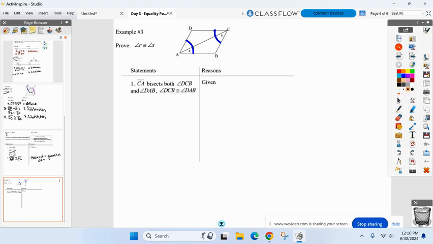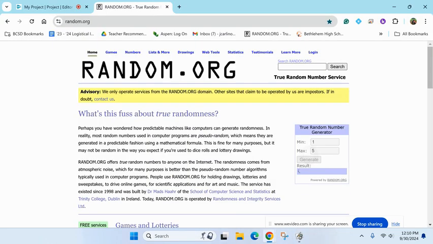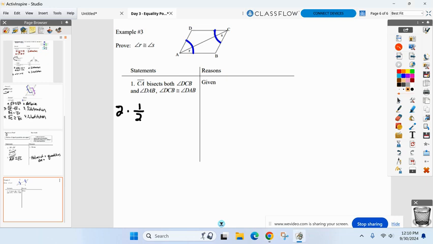So here we go. Second step. Give me one angle in this diagram you are taking half of, based off the givens and that word bisects. Give me one angle you're taking half of. There we go. Cameron? Angle DAB. Okay, angle DAB is being cut in half. So I'm going to say half of angle DAB equals.